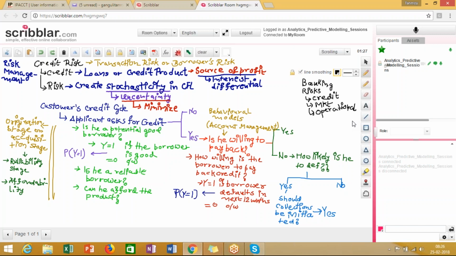And on the other hand, when I talk about credit risk, I'm talking about risk which solely stems from transactions and the borrower's risk. Hence, the risk variables which reflect these other risks, like market or operational, need to be excluded while developing credit risk models. Clear?